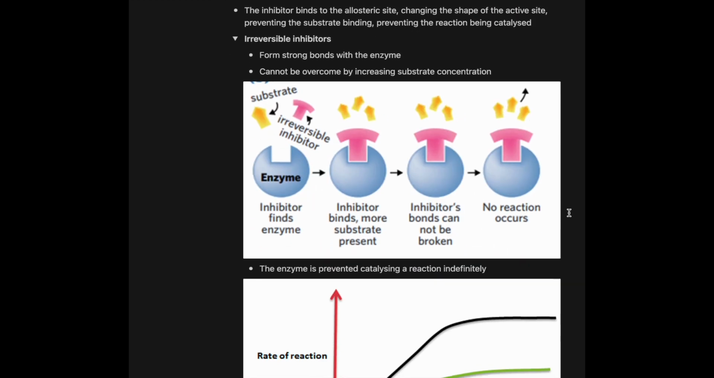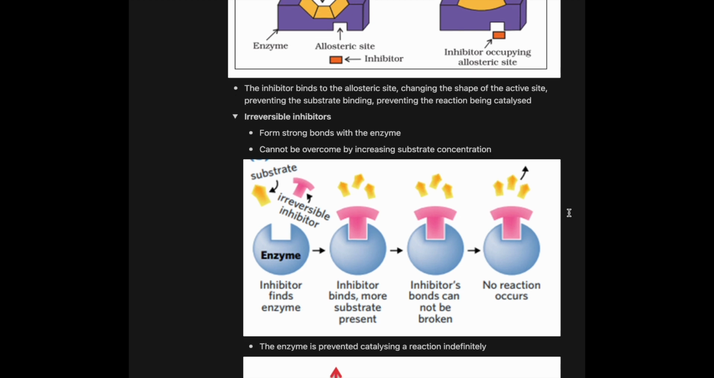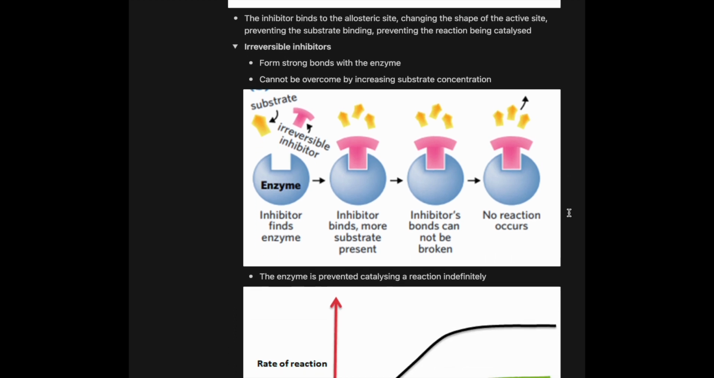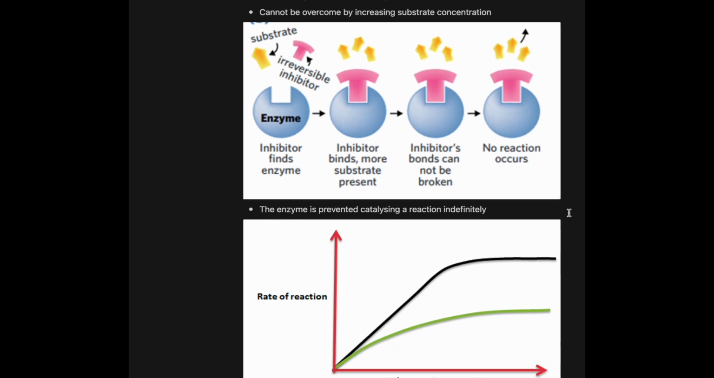So now let's talk about irreversible inhibitors. These are inhibitors that form a strong bond with the enzyme's active site. As opposed to reversible inhibitors, these cannot be overcome by increasing substrate concentration. This means that the enzyme is prevented from reacting indefinitely.